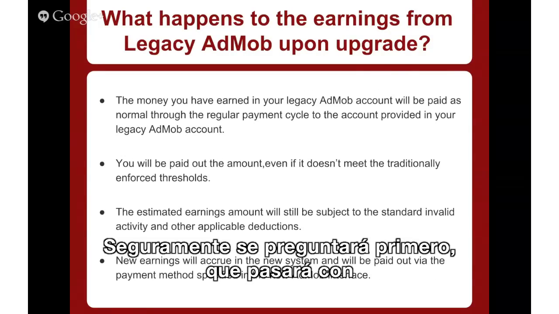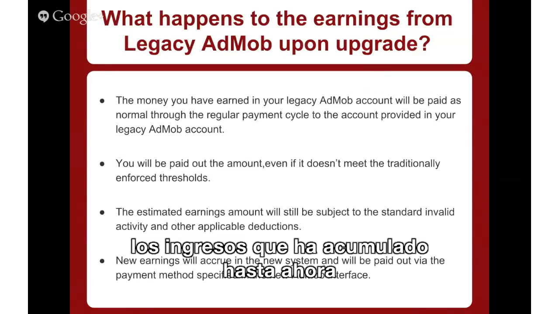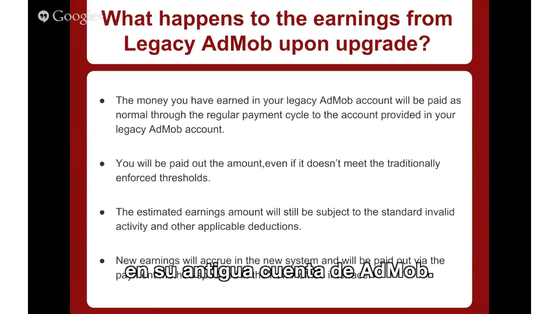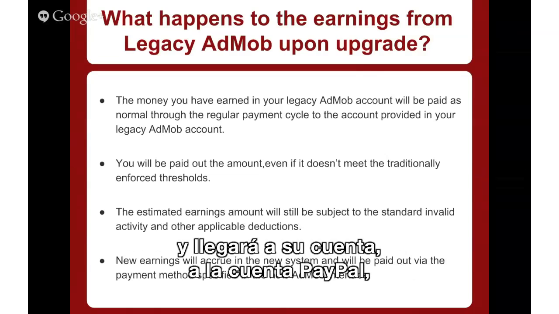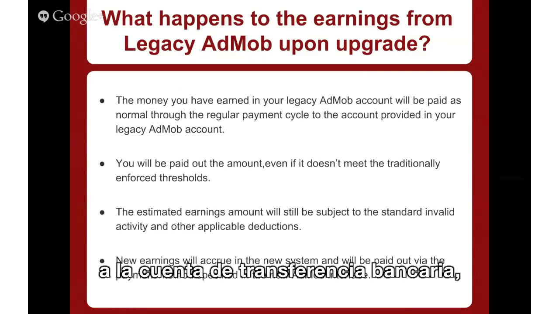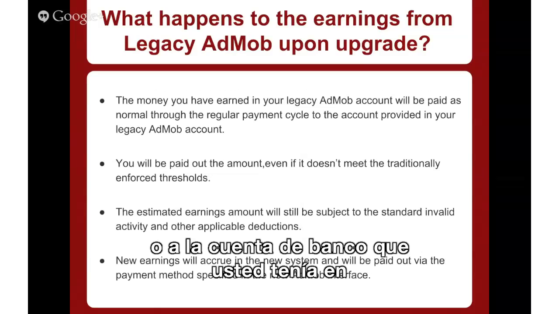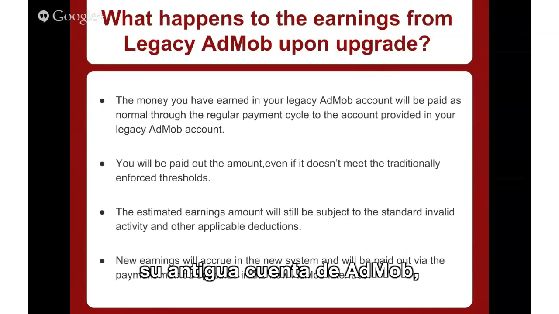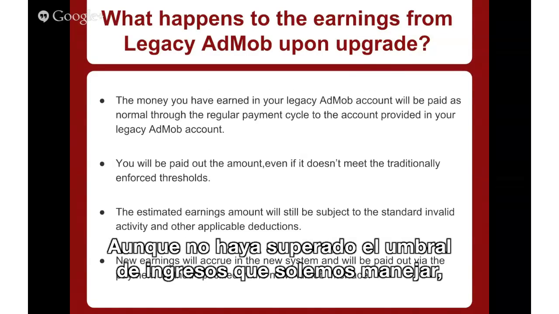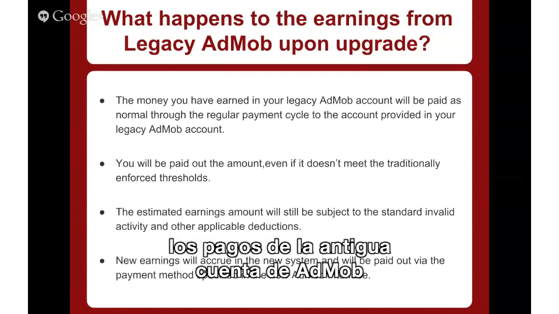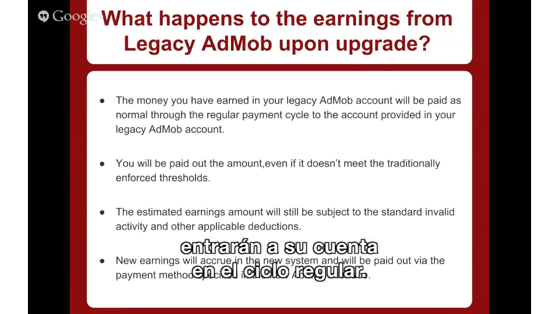You probably wonder, the first thing is what's going to happen to the earnings that you've accumulated so far in your legacy AdMob account. So do not fear. All this money will be paid out to you in the normal payment cycle. It will go through the regular forms and arrive in the account or the PayPal account or the wire transfer account or the bank account that you have provided in your old AdMob account. So there is no need to worry, even if you have not met the threshold that we usually enforce. Upon upgrade, your payments from the old AdMob account will come into your accounts in a regular cycle.